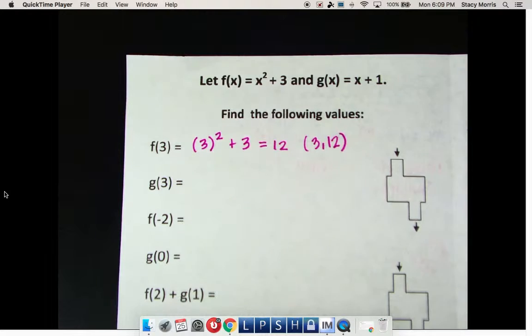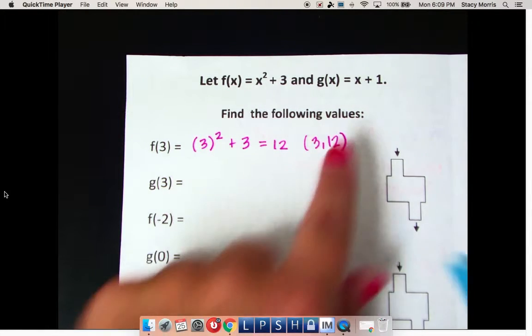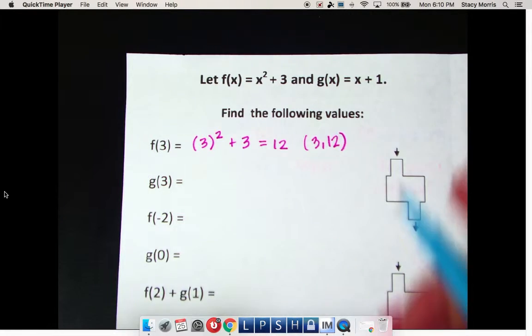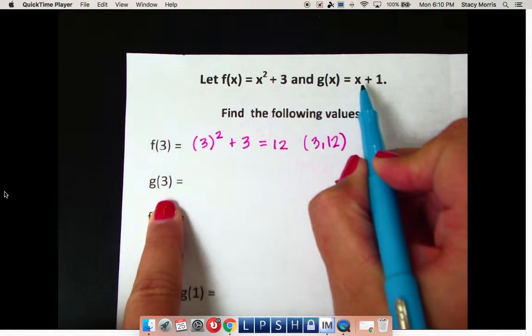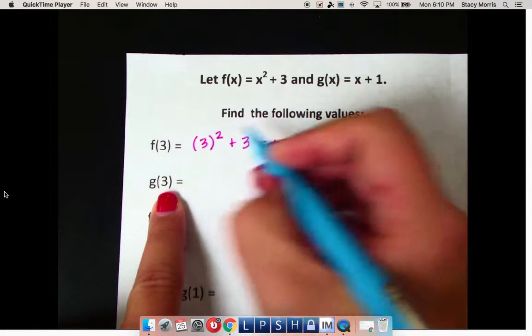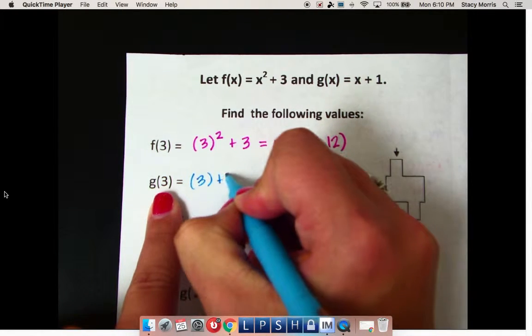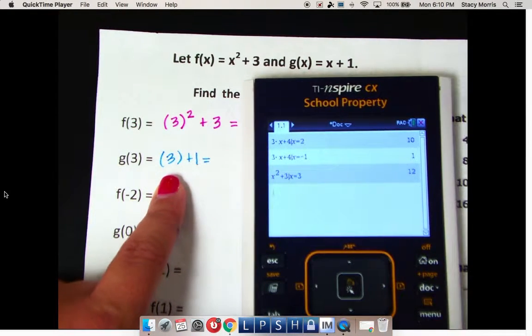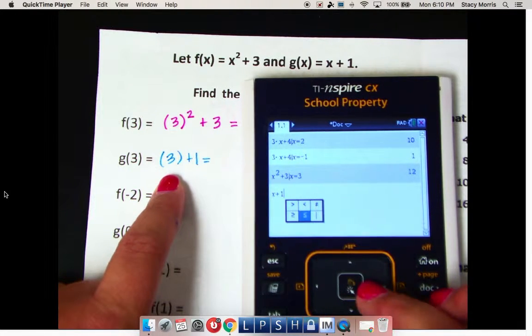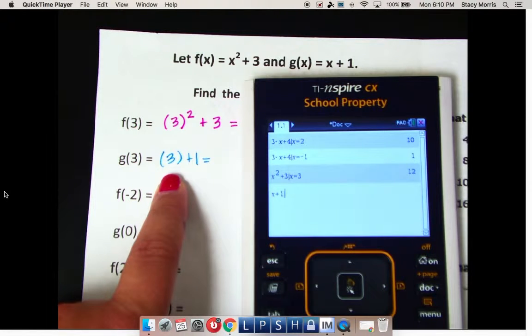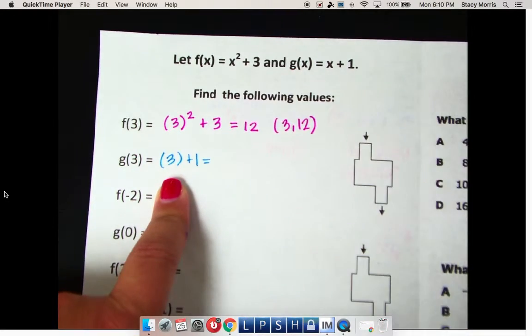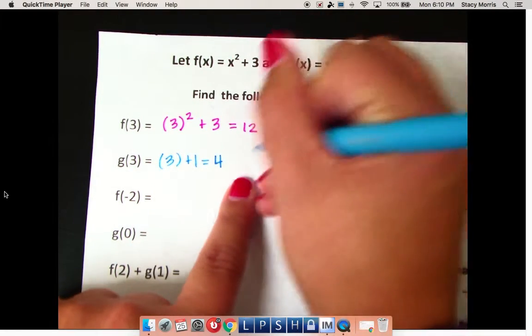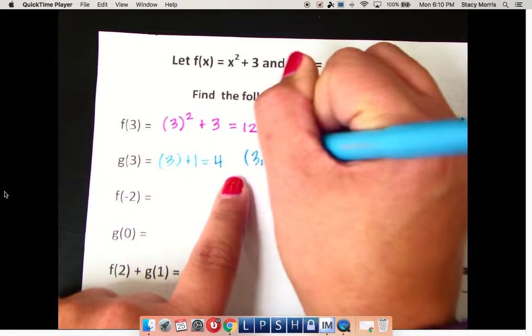Same thing with g. So our g equation is x plus 1. So I'm going to rewrite this x plus 1, but this time I'm substituting in a 3. That would just be 3 plus 1, which I think we could all do and say is 4. But just for the sake of practicing, I would type in x plus 1, control equals to get that line. And when x equals 3, sure enough, we do get 4. So this equals 4. As an ordered pair, I could write that as 3, 4.